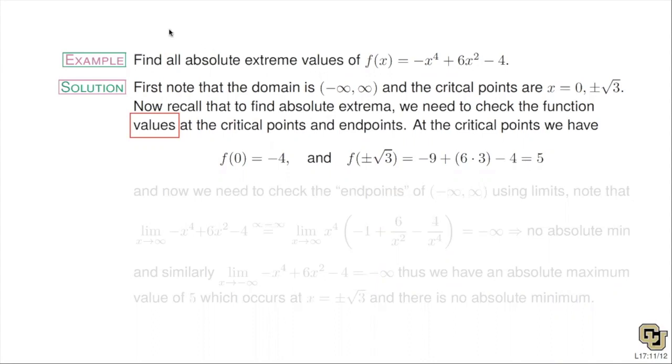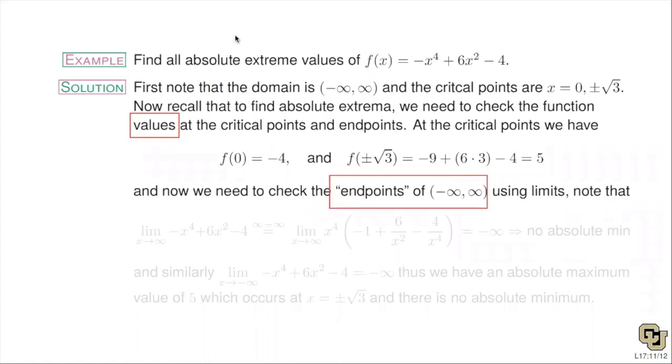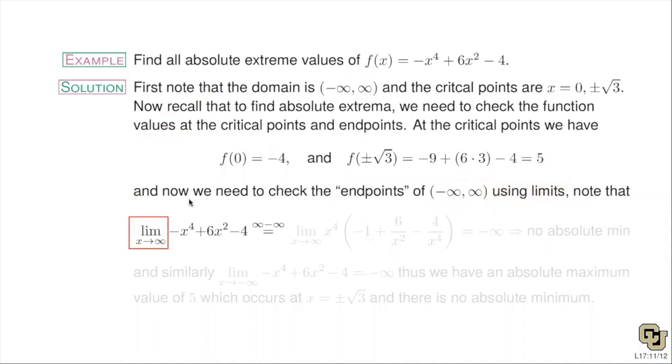So I've checked the critical points. I now need to check the endpoints. Quote unquote endpoints. Here, the endpoints are infinite, and so we have to use limits. Math builds on itself, so we can't forget what we've learned before. Here it's a limit. The first thing I'm going to try and do is apply the limit. When you put in infinity, this becomes -infinity, this is infinity. So we get an infinity minus infinity type indeterminate form.